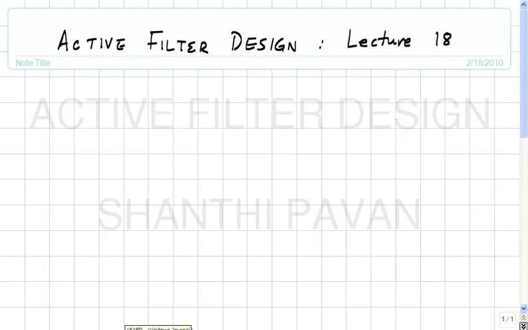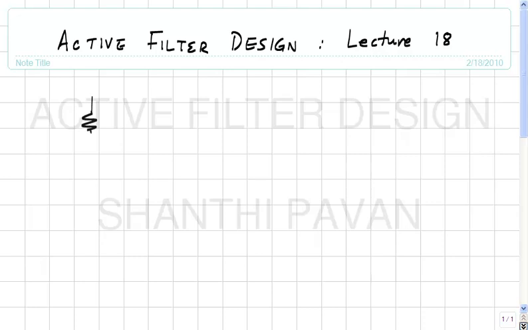Okay. Active filter design, lecture 18. In the last class, we started a discussion about noise in filters, and the idea is that we'd first try and figure out which elements have noise, get some intuitive feel about what all this noise stuff is all about, and then figure out how to make calculations of noise in filter networks.